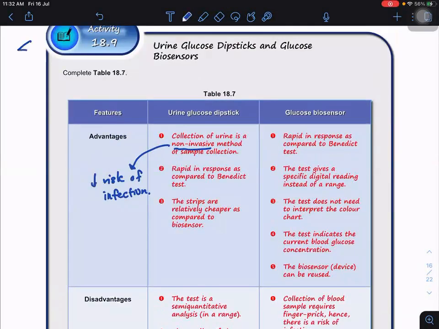So highlight this. Normally, when a question asks about the glucose dipstick and glucose biosensor, they will ask you to compare between these two, okay? Any more questions so far, guys?